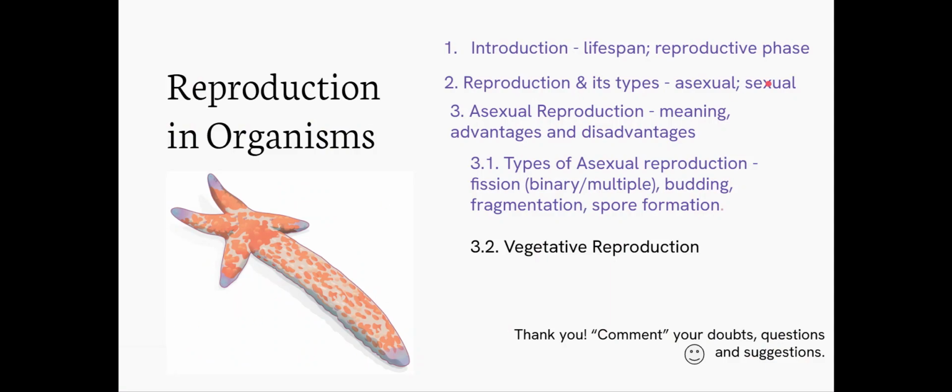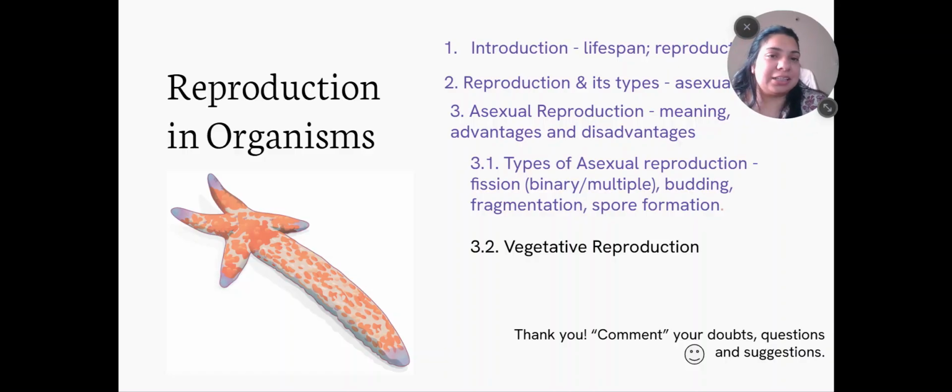So, children, in today's class, we have studied the different types of asexual reproduction. Previously, we went through the meaning of asexual reproduction, its advantages and disadvantages. In the next video, we will be going through vegetative reproduction, which is a form of asexual reproduction specifically occurring in plants.